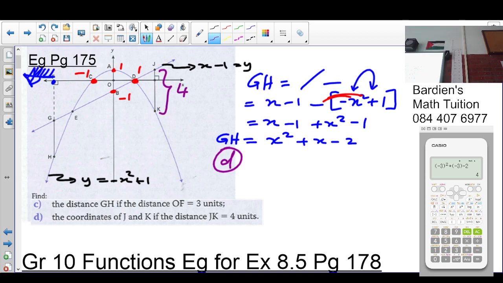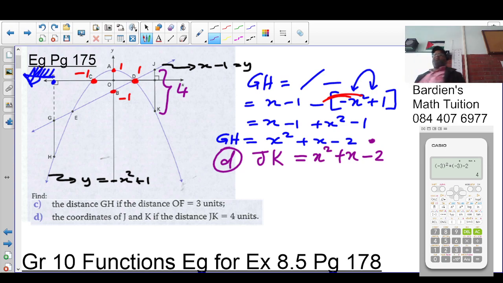So we are told that the distance is 4 units. How do you calculate JK? It's going to be the top graph minus the bottom graph. Which graph is on top? The straight line. So it's going to be the straight line minus the parabola. And what's the equation of the straight line? x minus 1 minus (negative x squared plus 1), which simplifies into this. So the algebraic expression for JK is x squared plus x minus 2.